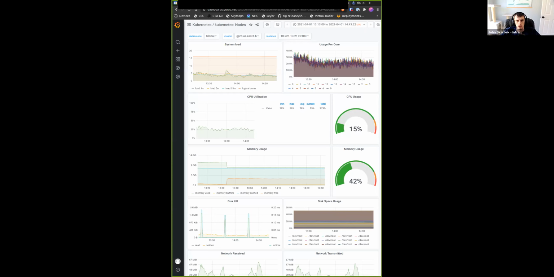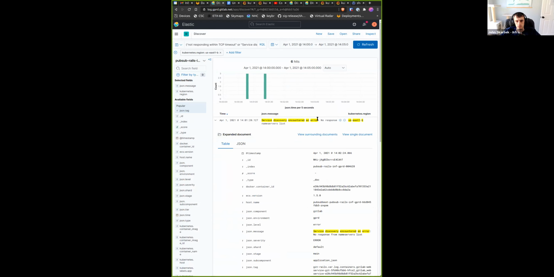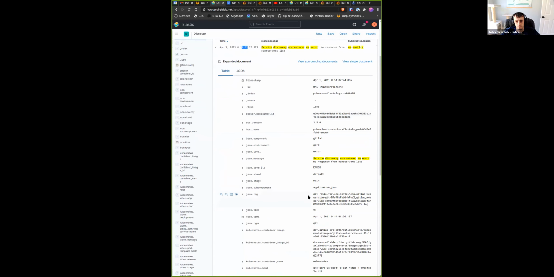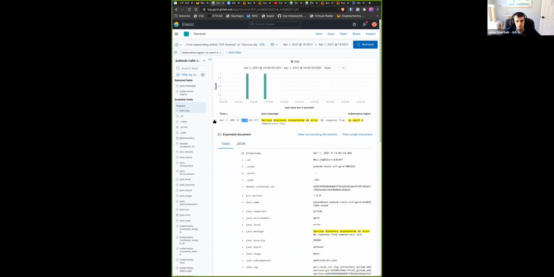All right, so I'm looking at another server. In this case, it's a server that manages or runs our Git fleet, where we had a usage spike or a failure. Here, I'll share my screen. This one. So here, no response from name servers list. This happened at 1401. So similar behavior.